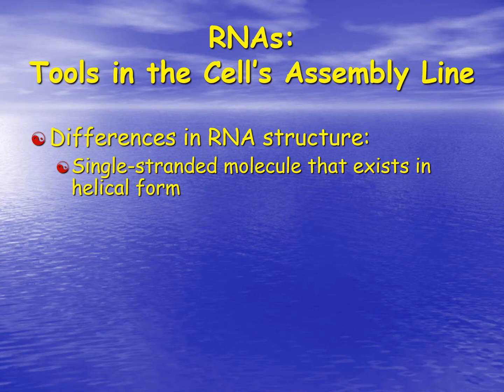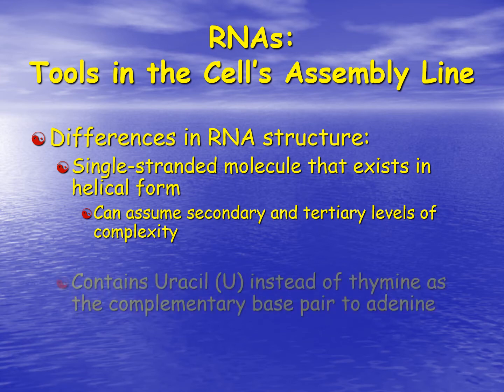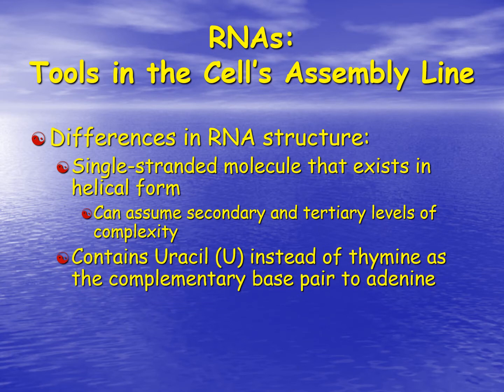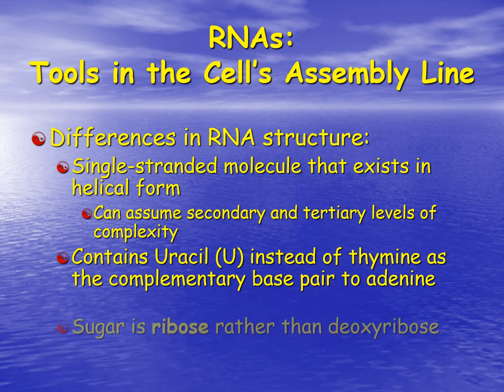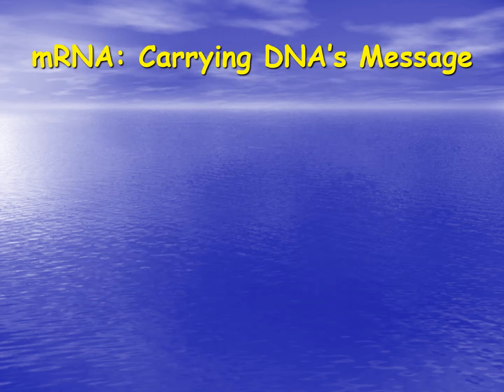So RNA is a single-stranded molecule. It does exist in a helical form. It can assume, however, secondary and tertiary levels of complexity, just like we see in the transfer RNA. It contains uracil as a nitrogenous base in place of thymine that pairs with adenine. And the sugar in the sugar phosphate backbone is ribose sugar instead of deoxyribose.